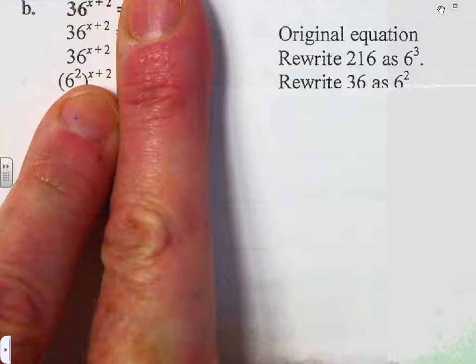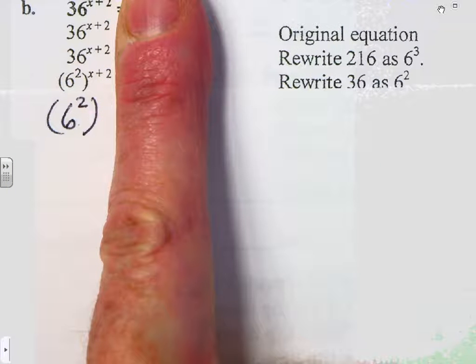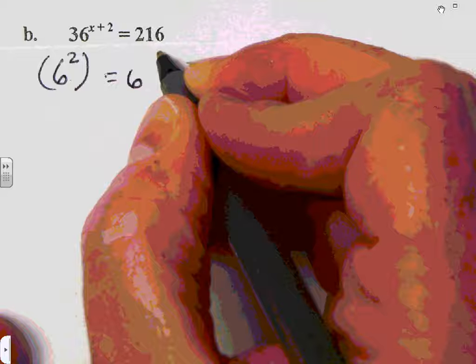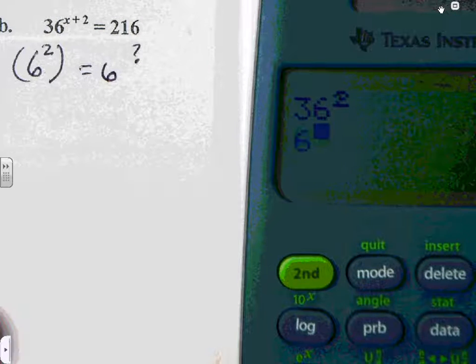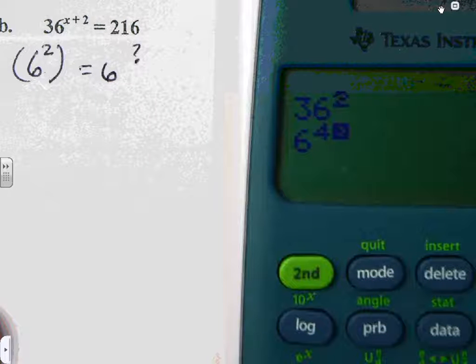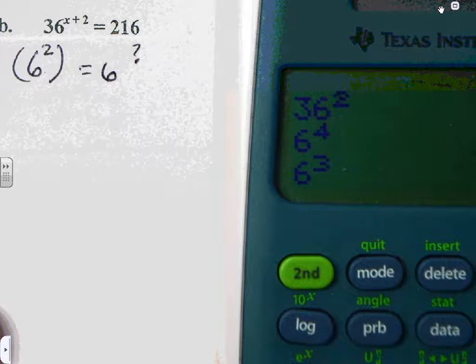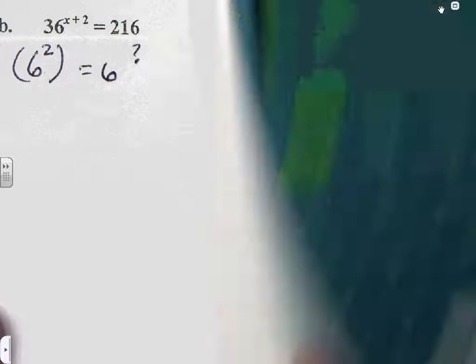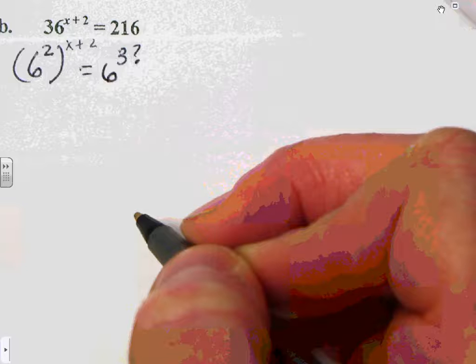The fact that I was able to change this one into a 6 tells me I probably can change the 216 into 6 to some power as well. So, guess and check. 6 caret 4? Nope. 6 caret 3. Aha! 6 caret 3 works. So this side was a 2, this side is a 3. Are you with me so far?